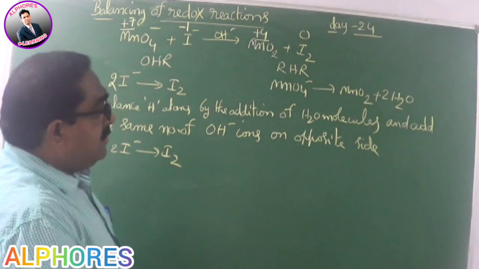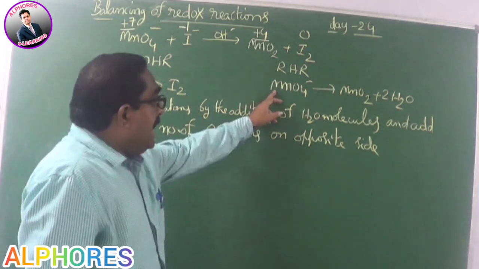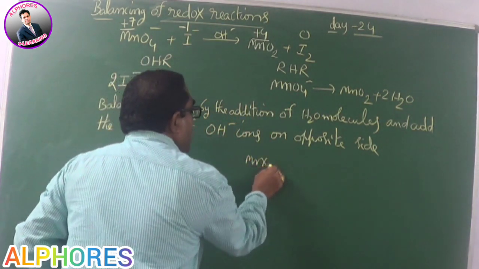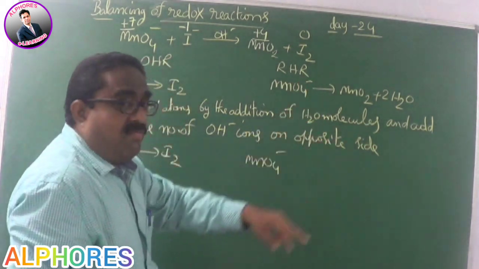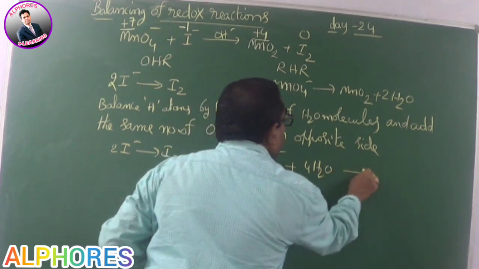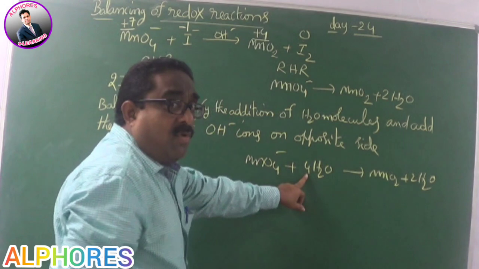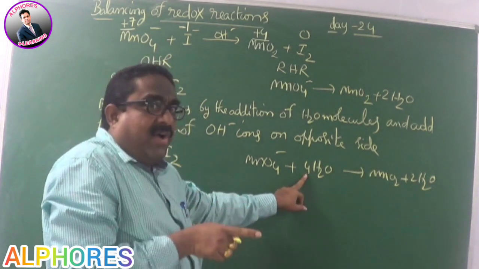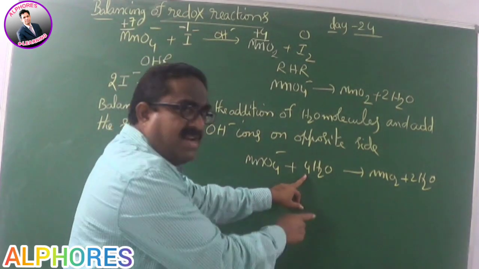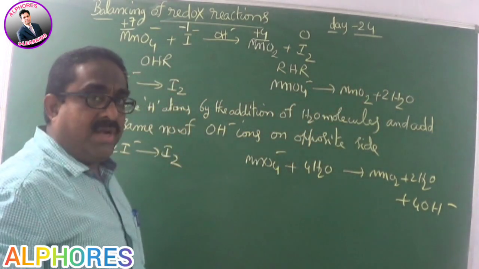Now right side 2 into 2, 4 hydrogens. Left side no hydrogens. Here I am balancing. Concentrate, friends. Right side 4 hydrogens, left side no hydrogens. So you should balance this with 4 H2O molecules. And I have added 4 H2O molecules for balancing of hydrogen. So I have to add the same number of hydroxide ions immediately on the opposite side. Yes, 4 H2O. You have to write it as 4 OH minus.